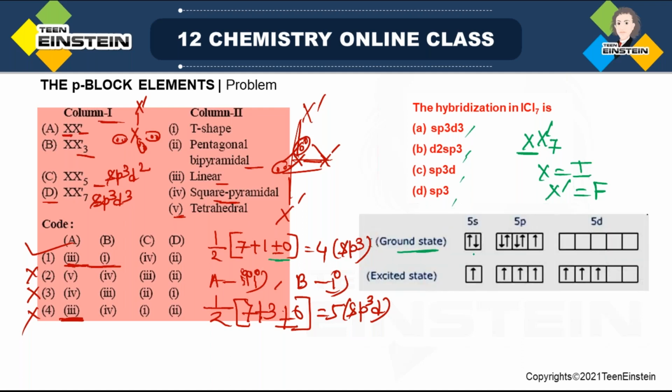For iodine, ground state electronic configuration 5s2 5p5. But when it is in excited state, these two pairs will be broken. Also this one. So now you have total 7 unpaired electrons. So all these unpaired electrons will form bonds with 7 chlorine. Okay. That means here the hybridization will be sp3d3. That means it is actually pentagonal bipyramidal. So sp3d3 means this will be the correct option. Okay. Any doubt? You have already seen it here, that is sp3d3 in the previous.